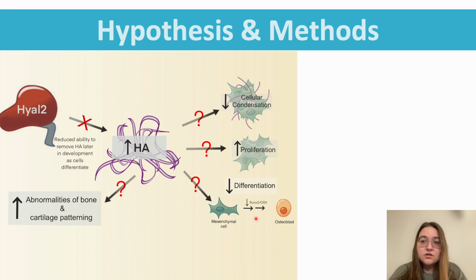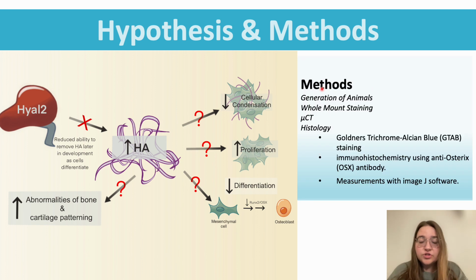bone cells. So to do this, we generated HYL2 deficient mice by intercrossing HYL2 heterozygous mice to generate embryos of 17.5, 18.5, and 19.5, as well as neonatal pups. Animals were then whole mount stained with Alcian blue and Alizarin red. Micro-CT imaging was done at 9 micrometer resolution, and various histological staining was conducted using Goldner's trichrome, Alcian blue staining, immunohistochemistry with anti-Osterix antibody, and any measurements of histology were taken with ImageJ software.